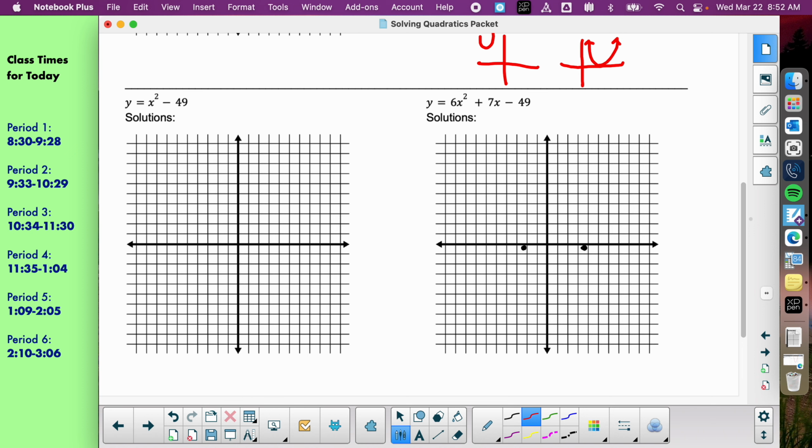So part of the reason I'm not worried about the vertex today is because a lot of times the vertex isn't going to be on your screen. Like number one, the vertex is actually at -49. So it's not really going to be on your screen, but you only care where it crossed. So can you put a dot where it crossed the X? Yep, that's the main thing we're focused on today.